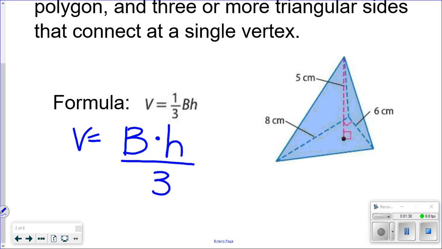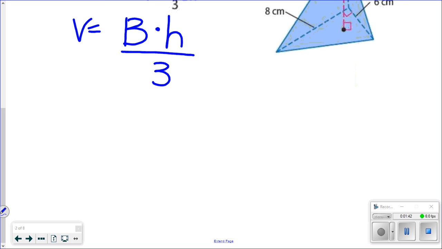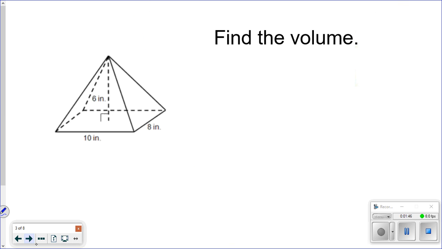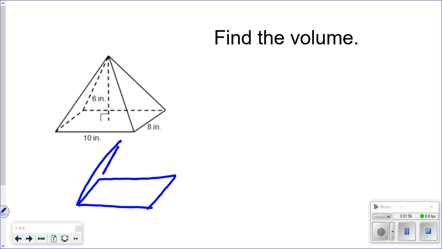Now, I know a lot of people get confused about this formula and pyramids. So we're gonna come back to this one. Let's do this as an example first. Okay. So if you notice, if you need to draw it, just something like this, and then you can pull your sides down, and then make sure you get in the measurements. This is 10, this is 8, and 6 is the height of it.